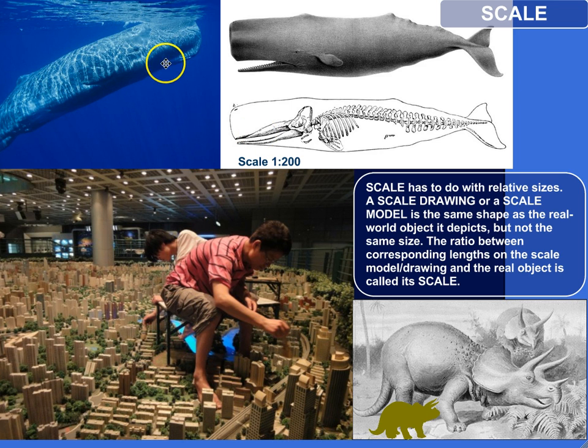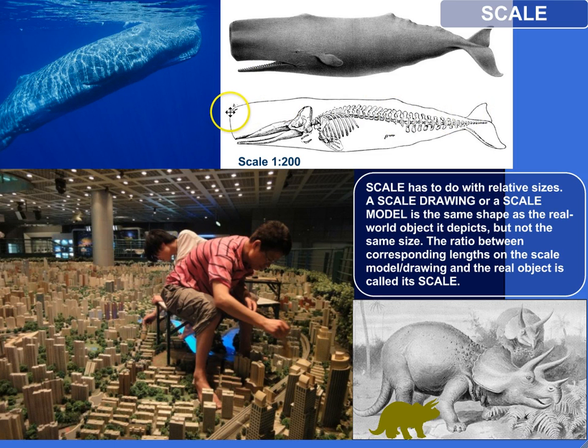Here's a picture of a real sperm whale. This drawing is to scale, which means that the corresponding lengths have the same proportion. So, for example, this scale drawing is a scale drawing of this sperm whale. Okay, maybe this is just an idealized sperm whale, but pretend that a scientist was observing this specific sperm whale and then drew a scale drawing.